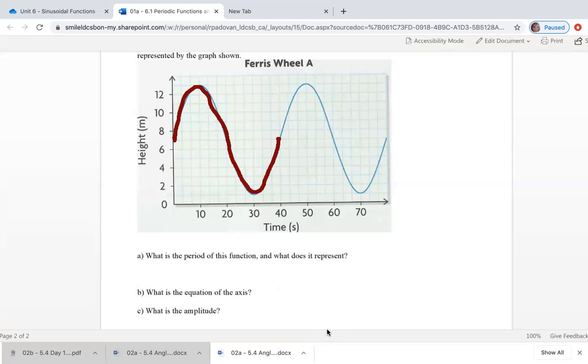So what is the period of this function and what does it represent? How long does it take? You can see there, 40 seconds. So 40 seconds is the period. And what does it represent? That means it takes 40 seconds to complete 1 full rotation of the Ferris wheel. One time all the way around the Ferris wheel.